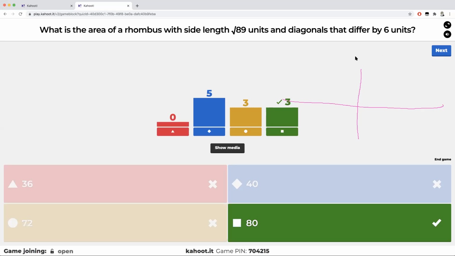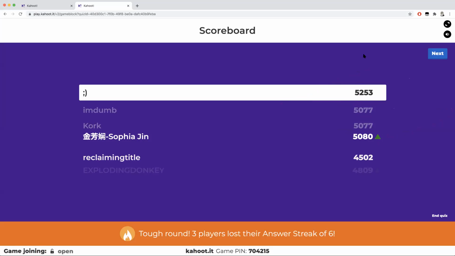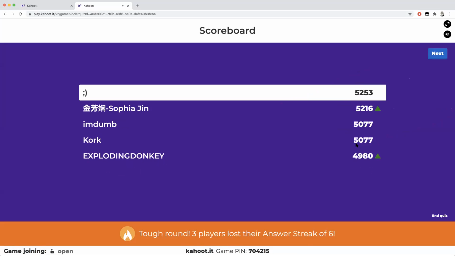Who is drawing on the screen, by the way? Oh. And we have smiley faces going in. It's still number 1.